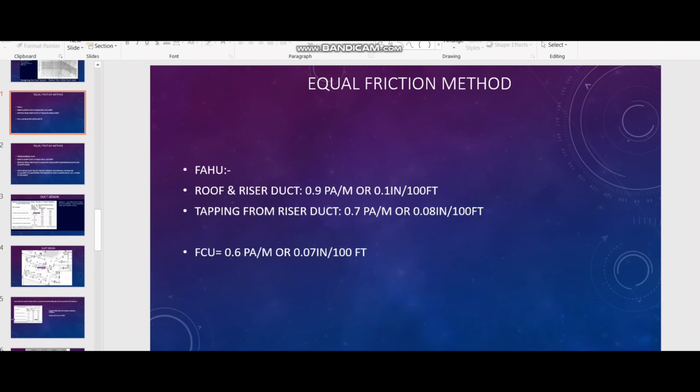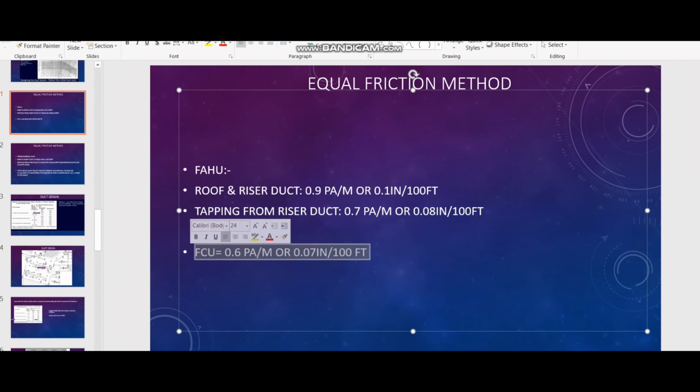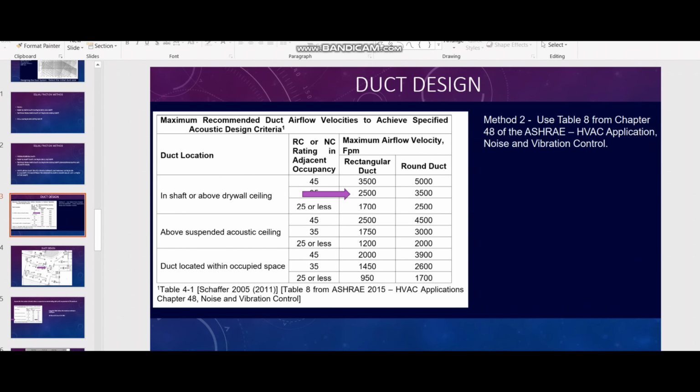And the next one is the FCU supply duct, return duct, whatever it is. You can follow 0.6 Pascal per meter or 0.07 inch per 100 feet. When you go for the design, you have to verify the velocity also within the limit. Let's see one example here.